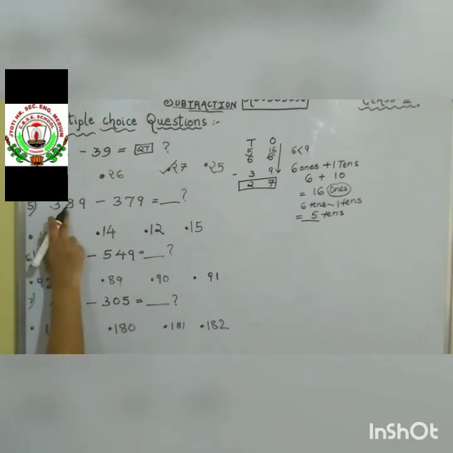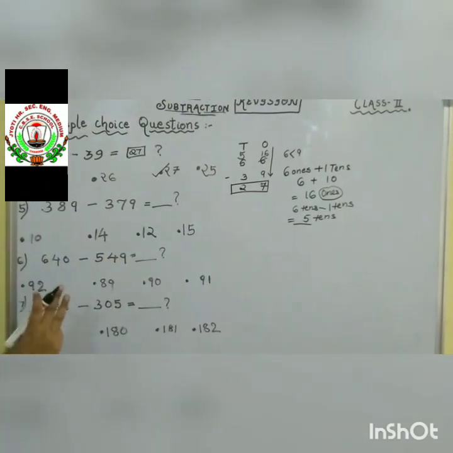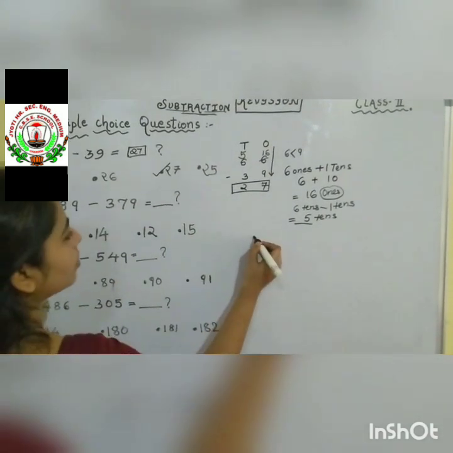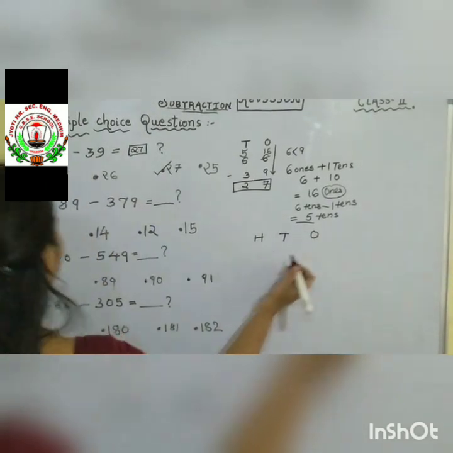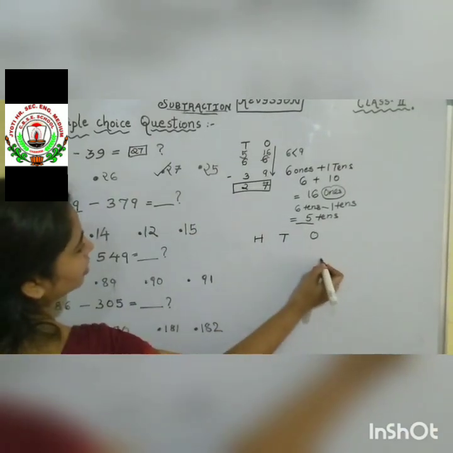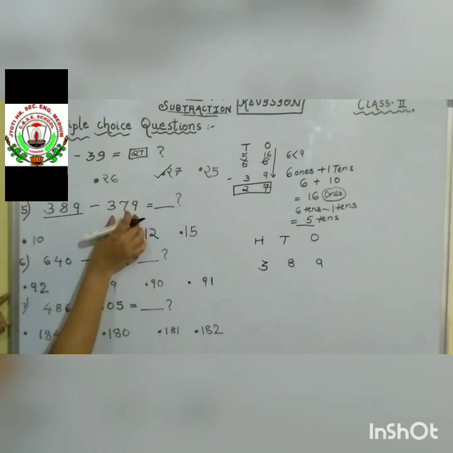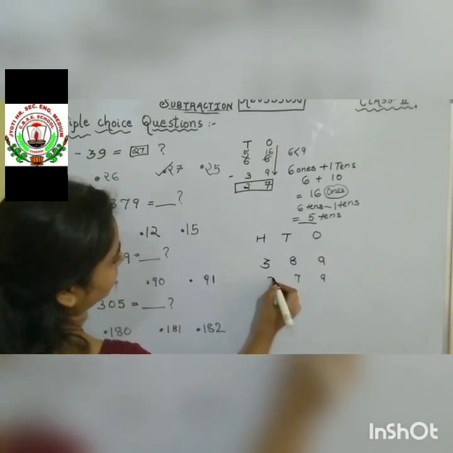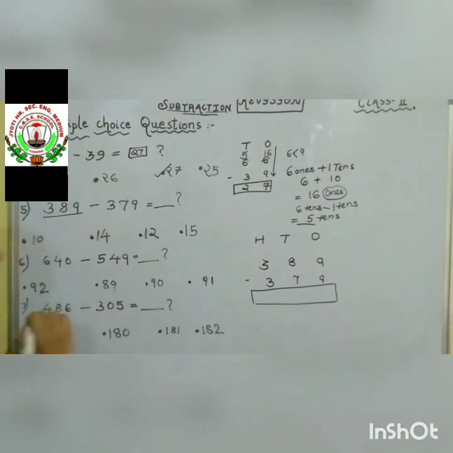Question 5: 389 minus 379. This number consists of 3 digits: ones place, tens place and hundreds place. So we'll put hundreds place, then tens place, then ones place. Our first number is 389, 9, 8, 3. The next number is 379, 9, 7 and 3. Put the subtraction sign and let us do it as subtraction.